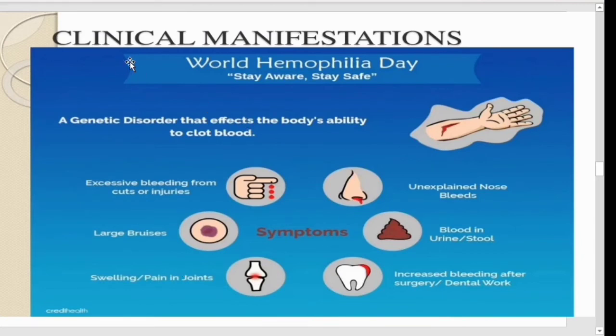So what are the clinical manifestations of hemophilia? There will be excessive bleeding from a cut or injured area. There will also be nasal bleeding, which is called epistaxis. There will also be large bruises under the skin, bluish coloration, and we will also observe blood in the urine and stool. There will also be swelling and painful joints, because there is bleeding in the joints, and this bleeding then leads to swelling of the joints, and thus reduction in the movement of the joints. There will also be increased bleeding chances when there is any dental work.